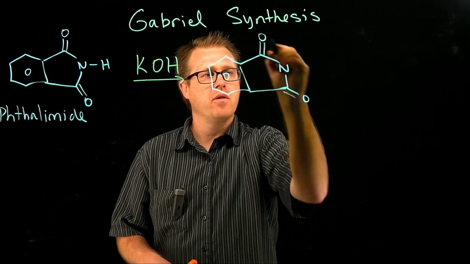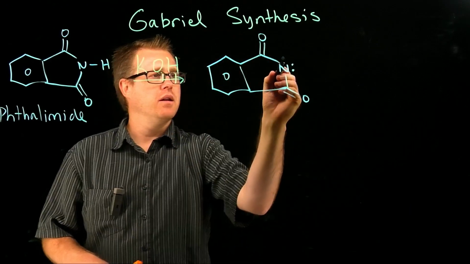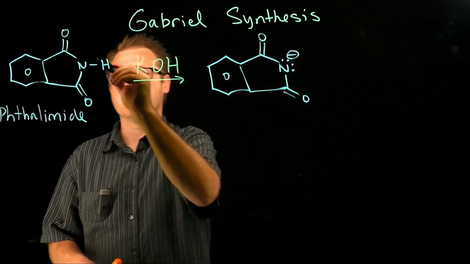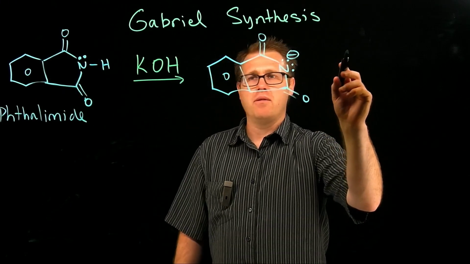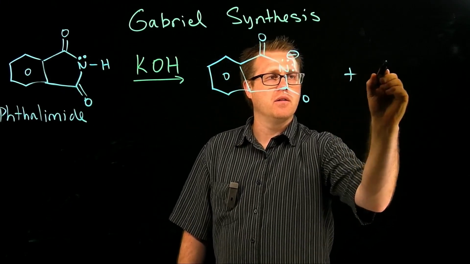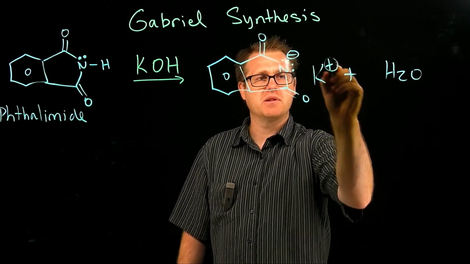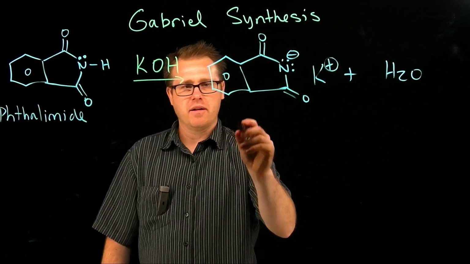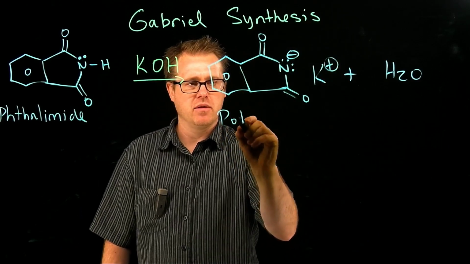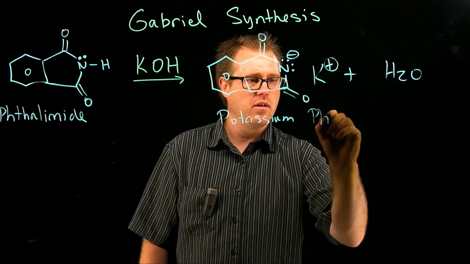Then there's already a lone pair there. And then that would give us water, and then our potassium spectator ion. So now what we have here is potassium phthalimide.